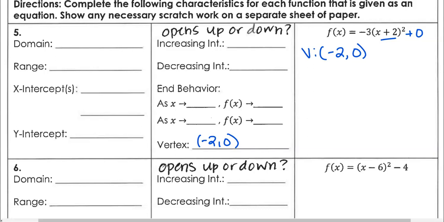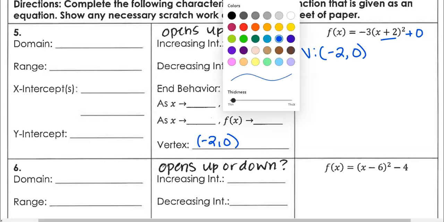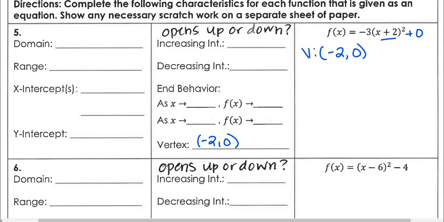Right, what do you want to find next? No, do the end behavior. Well, to do end behavior, I have to know if it opens up or down. Does it open up or down? How do you know that? There we go. There's a -3 out here. So yes, it does open down. So that means my left side and my right side are both going towards negative infinity. Good.